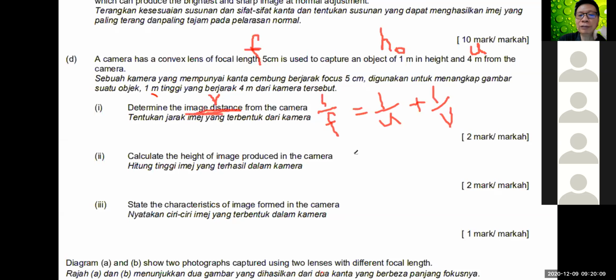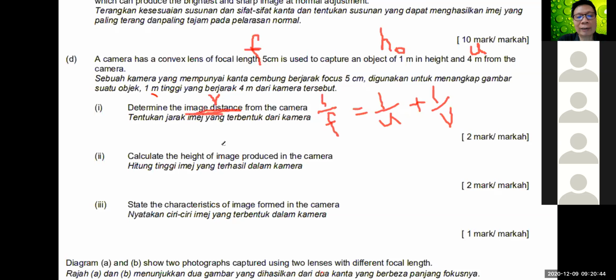But here you have to be careful a bit. F is in cm, but your U is in meters. So you have to change it. I think we change it all to cm. This one leave it at 5 cm. This one, 4 meters is 400 cm. So you find V. Do it yourself. Okay, do the calculation, please, to get the answer. 1 over 5 equals 1 over 400, 4 meters is 400 cm, plus 1 over V. So use a calculator to find V.